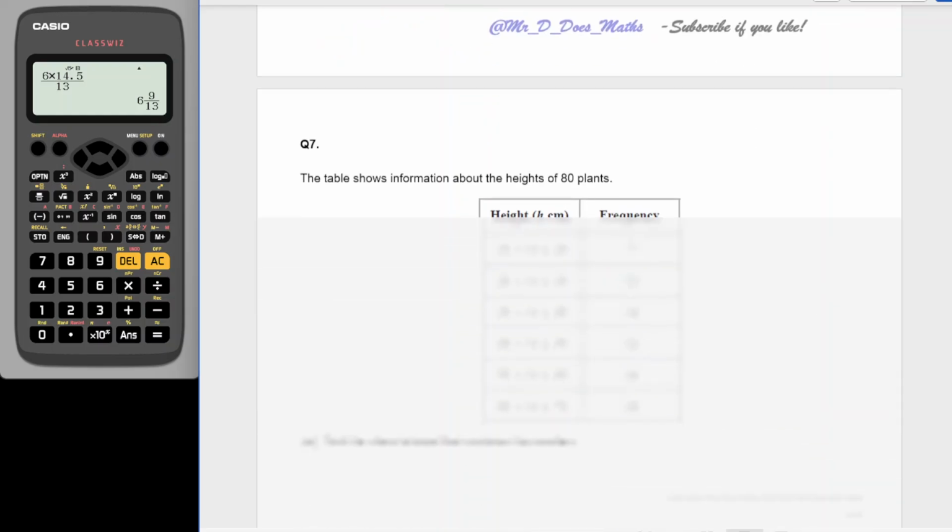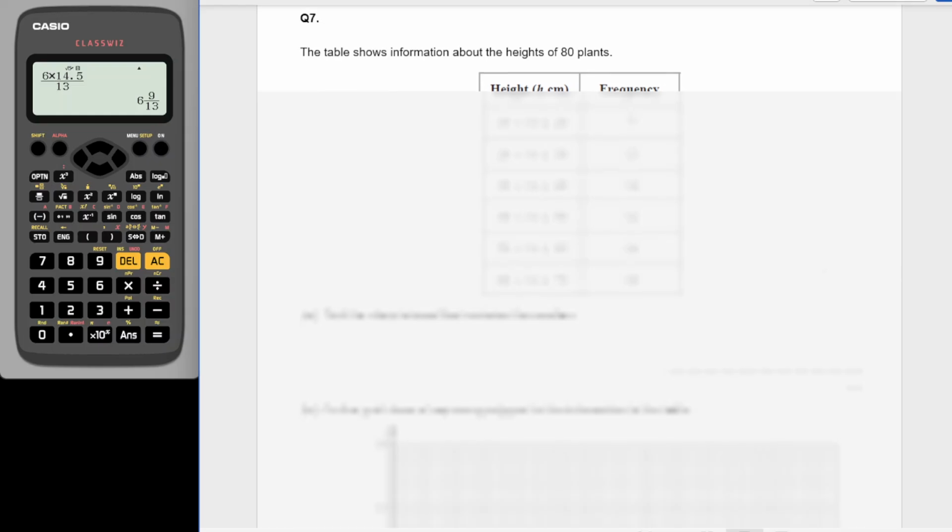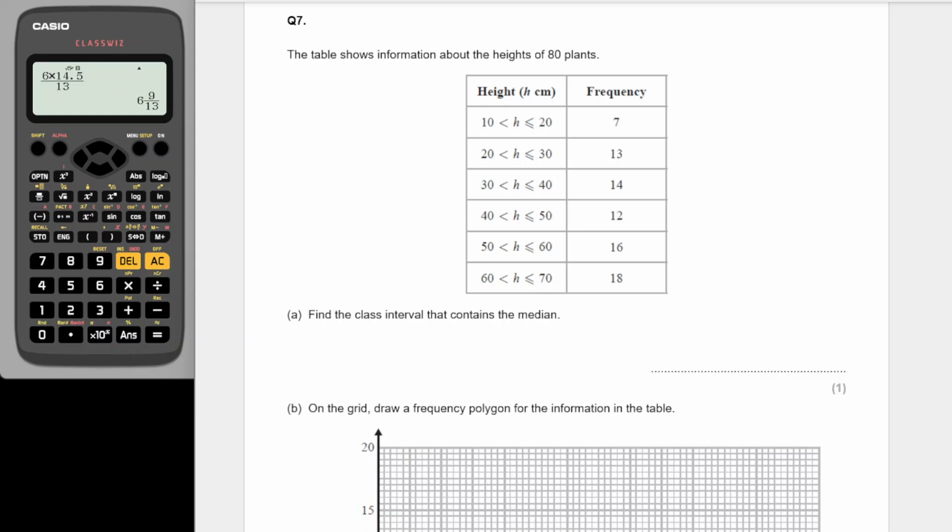Okay, question 7. There we go. The table shows information about the height of 80 plants. Find the interval that contains the median. So we've got 80 plants. So the median is going to be in the position of 80 plus 1 divided by 2. So technically 40.5. So that means I'm looking for the 40th value and the 41st value.